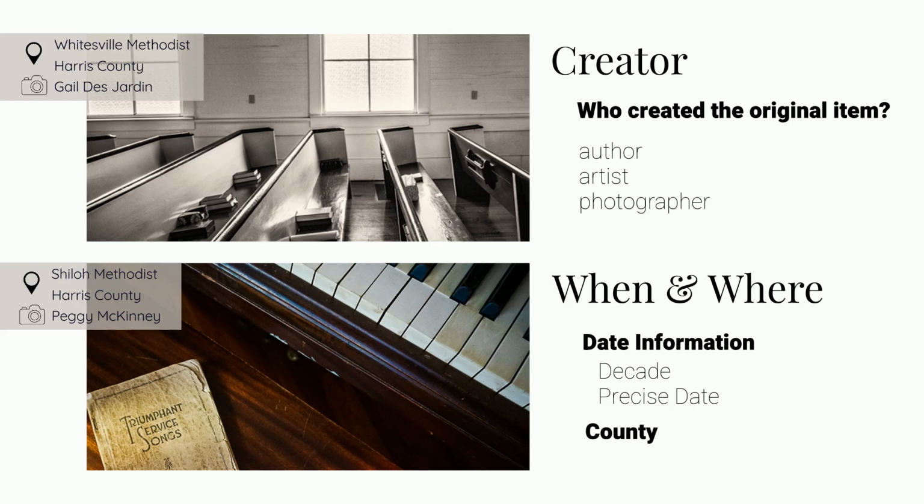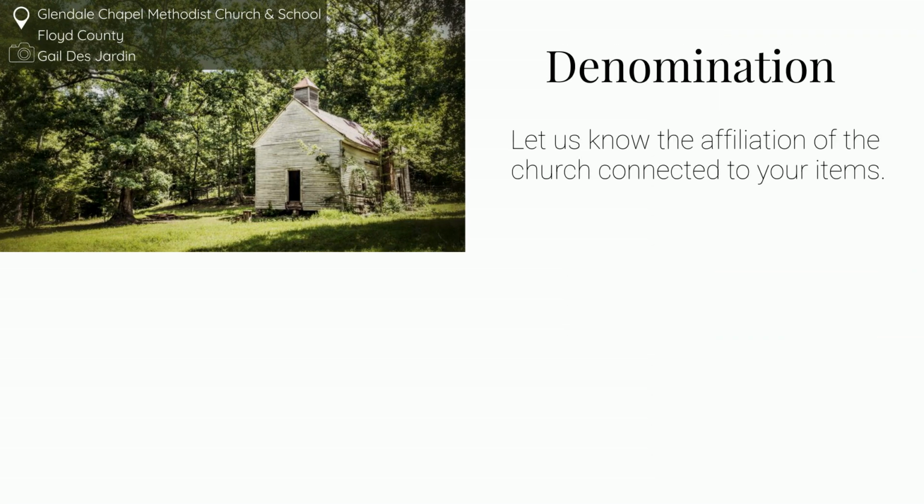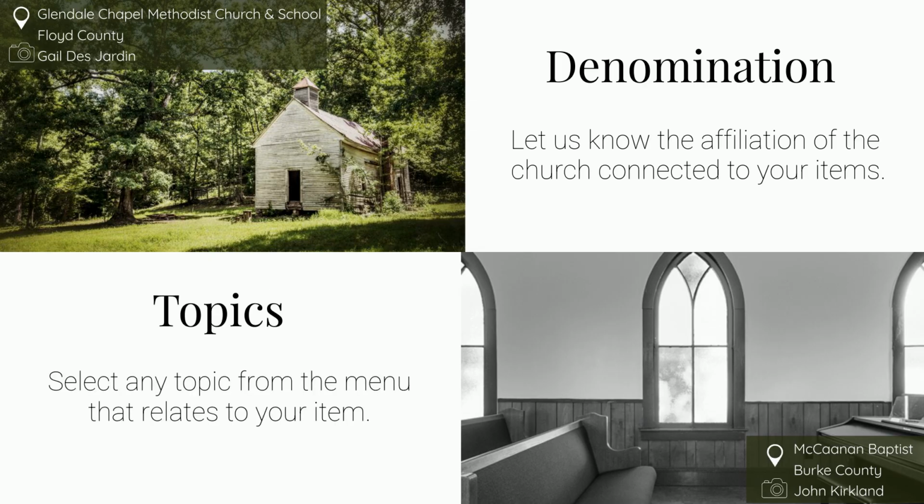Lastly, the digital archive is organized and searchable by county. Telling us the county in which the item was created helps us file your item appropriately. Next, use the drop-down menu to select the denomination associated with your item. This might be different from your personal denomination. Please only select the option that describes your item. Then, in the next question, select any of the topics listed that you think relate to or describe your item.